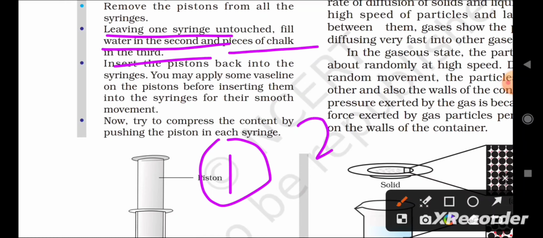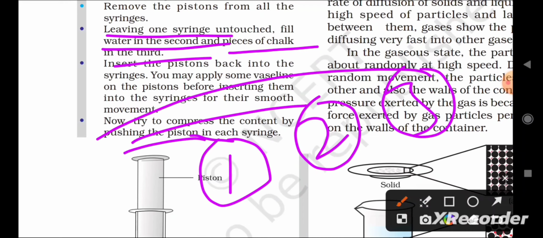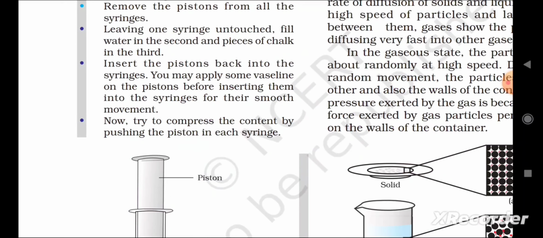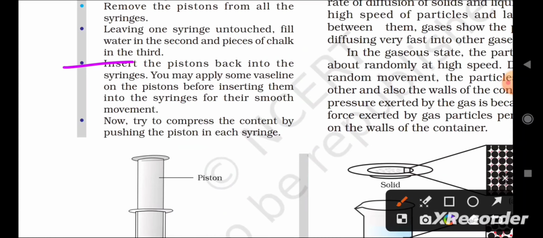Okay, we have taken 3 syringes. First, we removed the piston from all 3 syringes. The first syringe is kept undisturbed, water was added to the second, and chalk pieces were added to the third. Insert the piston back into the syringes. You may apply some Vaseline on the pistons before inserting them into the syringes for their smooth movement.